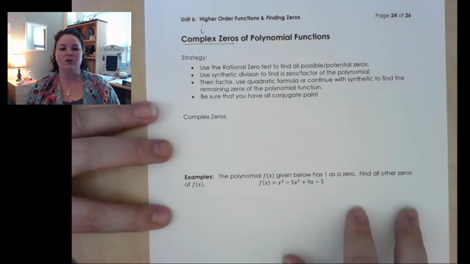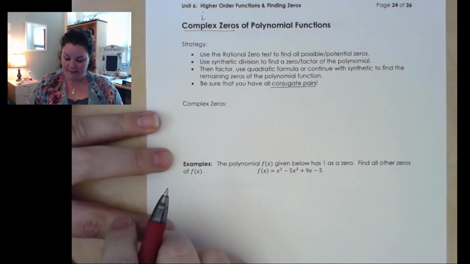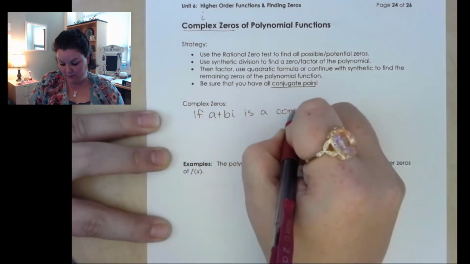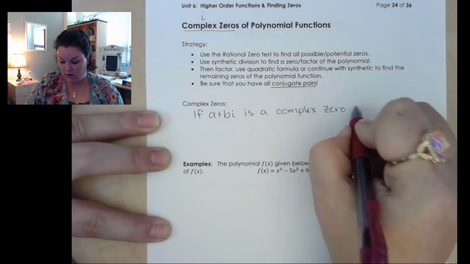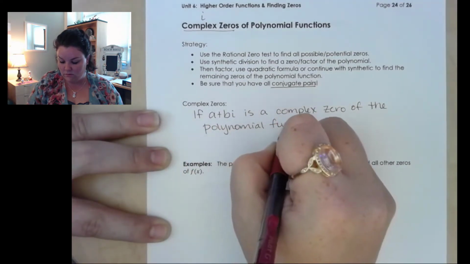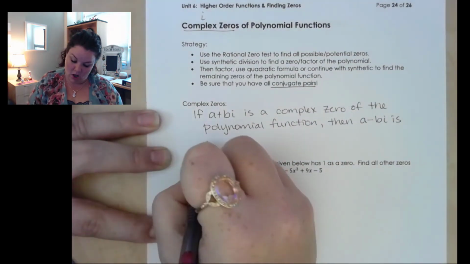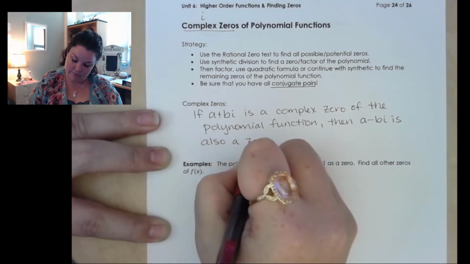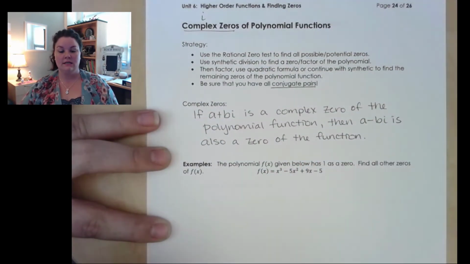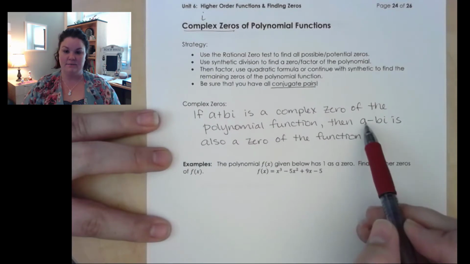So something to be aware of whenever we're looking at complex zeros is that they show up in conjugate pairs. Okay, so what that means is that if a plus bi is a complex zero of the polynomial function, then a minus bi is also a zero of the function. Okay, so what that tells us is that they show up in conjugate pairs. So if a plus bi is a zero, then a minus bi is a zero.